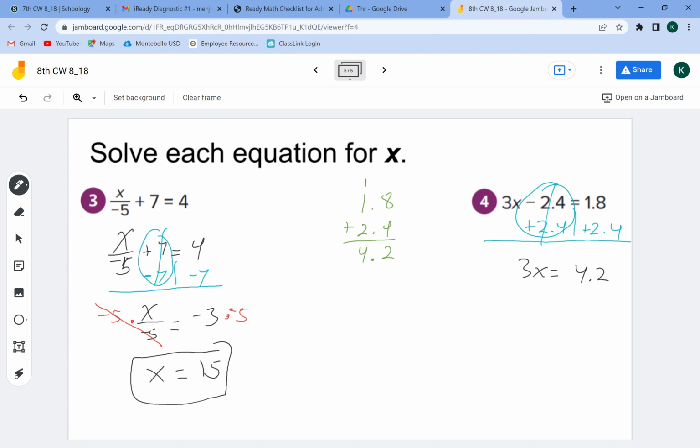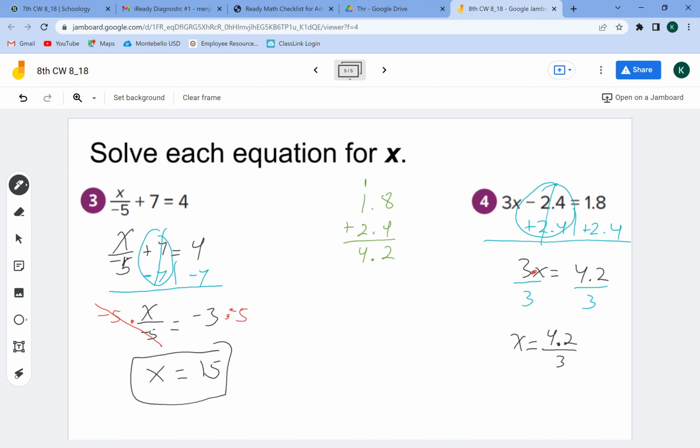Okay, so then once that's done, again, remember that when it's stuck together, it's multiplying. So the opposite or the inverse operation of multiplying by 3 is to divide by 3. So I want to divide by 3 on both sides. Now, if you have trouble dividing this, it is okay to leave it as 4.2 divided by 3. You could leave it that way. Or you could use long division to actually divide this here.